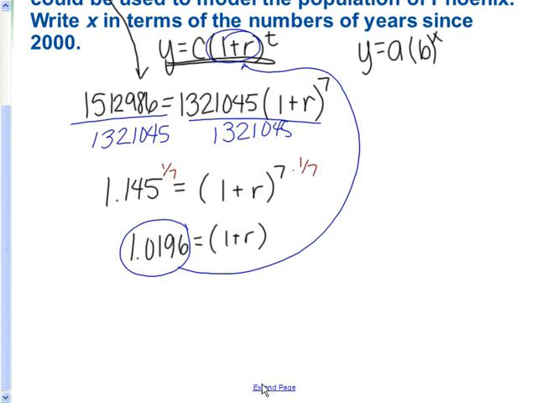So let's rewrite our equation then. Y equals our initial amount, parentheses, our rate, raised to t. That's the formula, that's our answer.